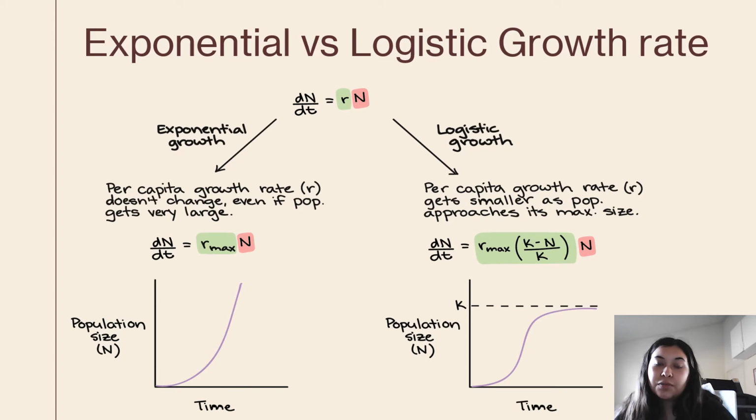So, exponential versus logistic growth rate. These would be the two distinguishing factors. Visually, we can see that exponential growth has an increasing population size, and for logistic, it is increasing but then reaches the carrying capacity, which would be K.